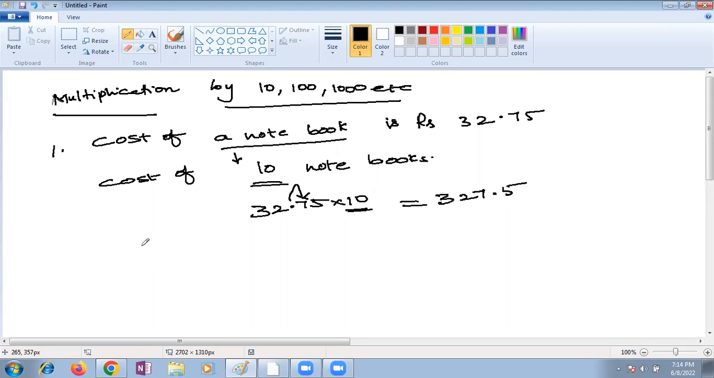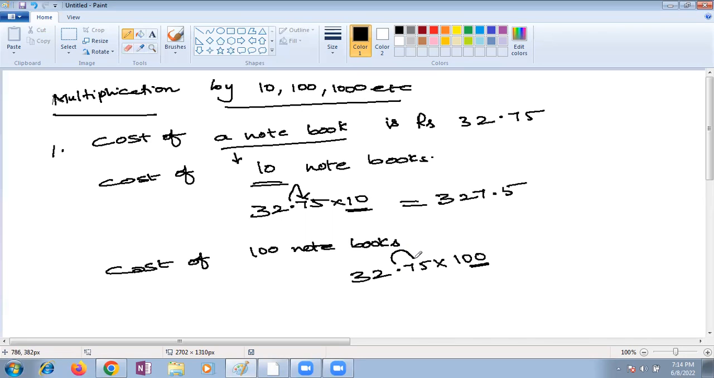Suppose I want 100 notebooks. What is the cost of 100 notebooks? Cost of 100 notebooks. Yes, children, quick. Ma'am, 3275. So, one notebook costs 32.75. I need to multiply with 100. Multiplication with 100 means you need to move 2 places to the right side, children. So then we have to take the number of zeros, ma'am. 3275.0. If nothing is there, you can take 0.